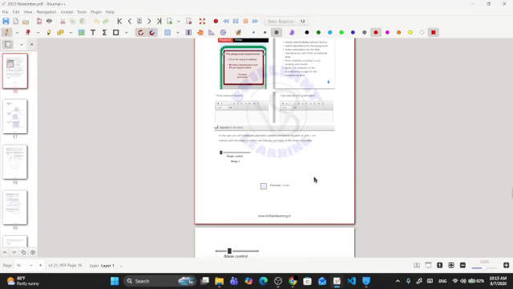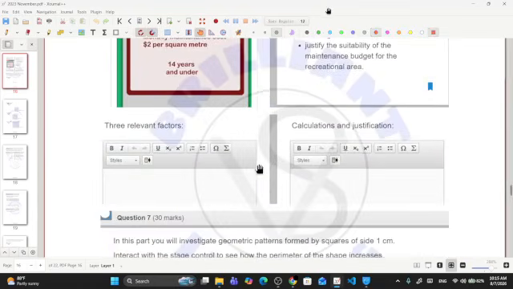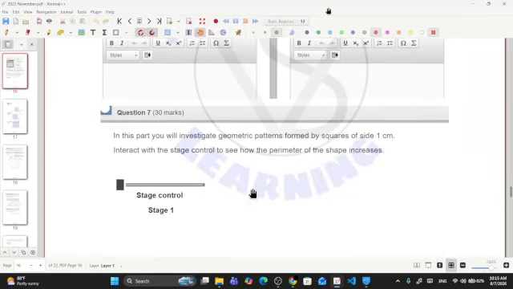So what do we have in front of us? In this part, you will investigate geometric patterns formed by squares of side 1 centimeter. Interact with the stage control to see how the perimeter of the shape increases.